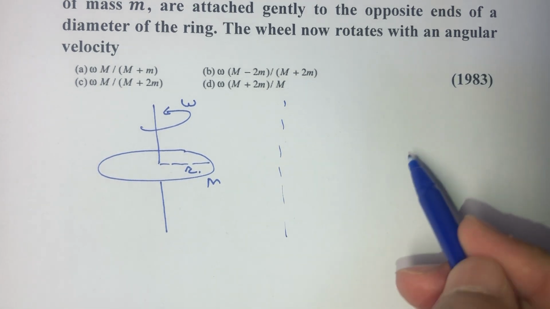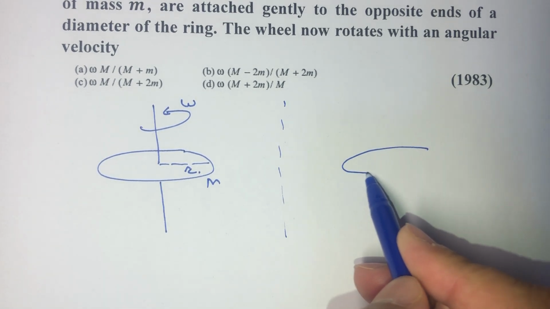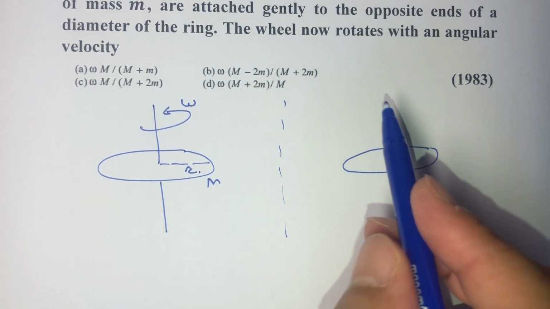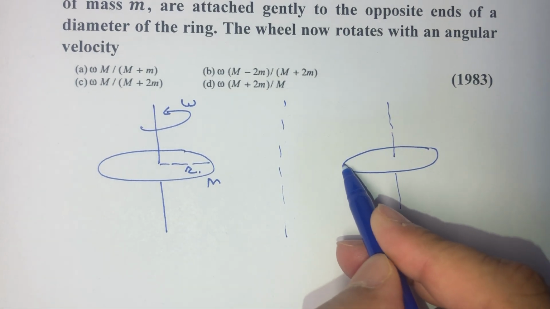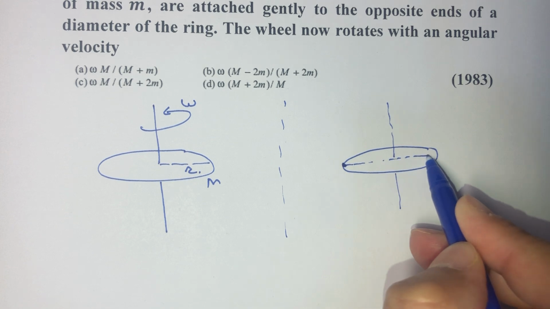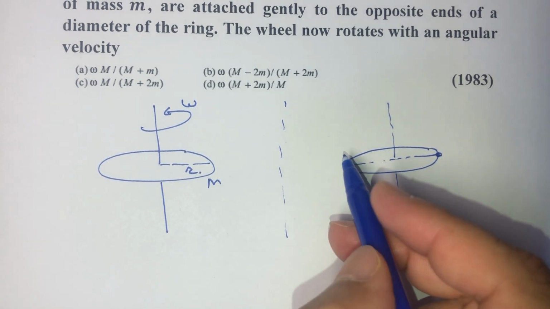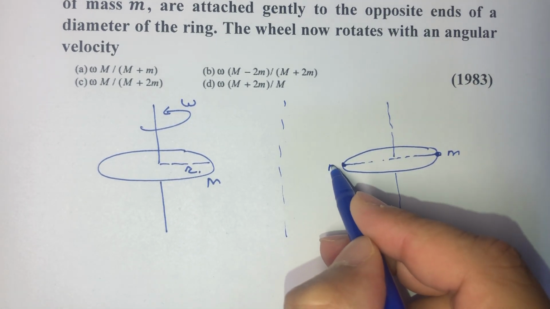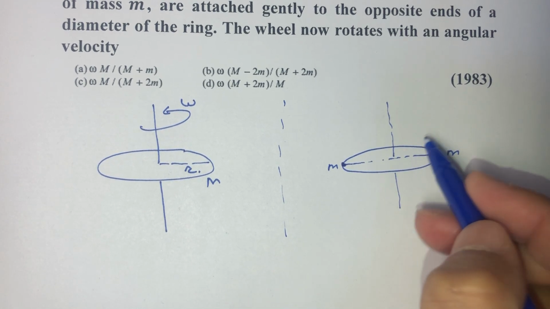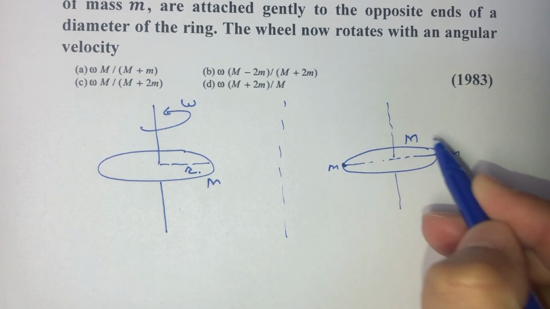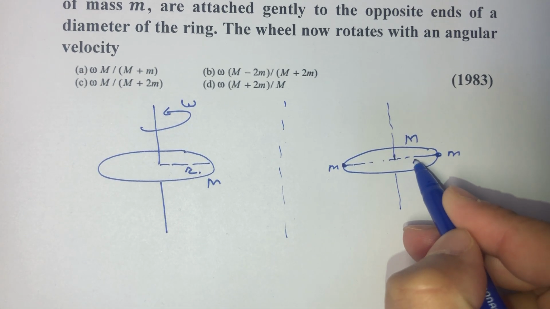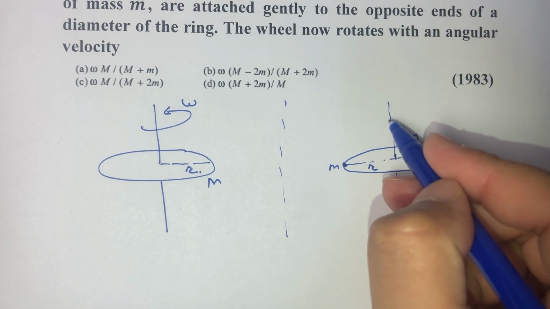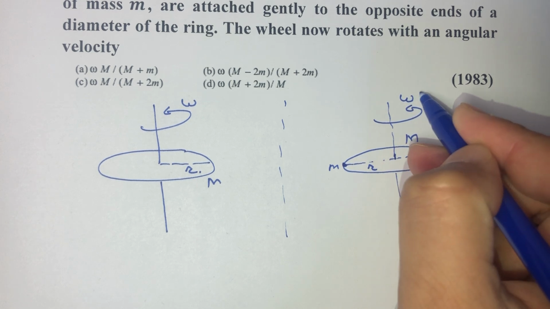And in the second part, on this thin circular ring, at the opposite ends of the diameter, two objects, each of mass small m, are attached. So let us suppose this is one of the objects and this is the other object. The mass of each object is given as small m, and the ring has the same mass, capital M. The distance of each mass from the center of the axis will be r, and in this case we assume that it is now rotating with the angular velocity of omega prime.